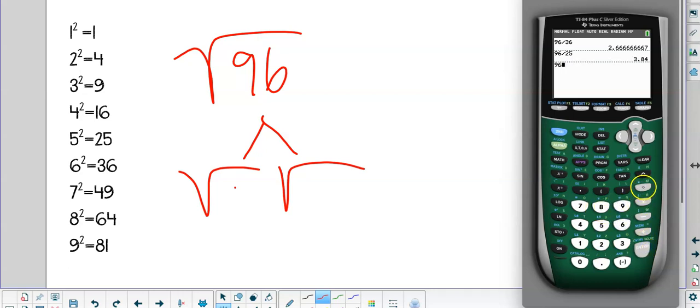96 divided by 16. And we found it. So 96 is 16 times 6. And 6 can only be written as 3 times 2, and neither one of those is a perfect square. So I know that I found the simplest form here. Square root of 16 and 6.